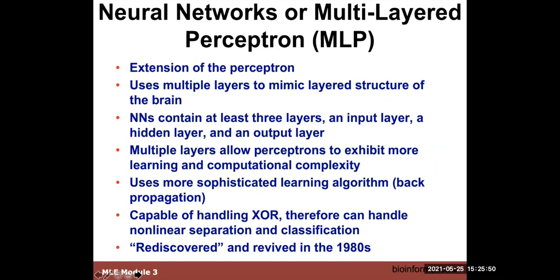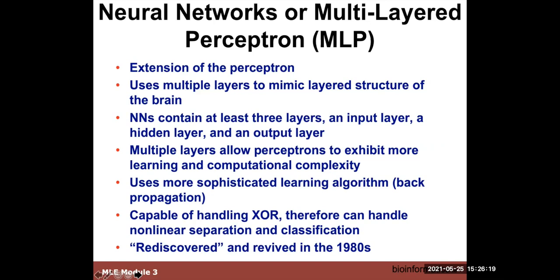So the original name for a neural network was actually a multi-layered perceptron, because it was giving credit to the perceptron that had been developed by Rosenblatt. It's using not just one layer, but two or three or dozens of layers. So at a minimum, a neural net has to have three layers: an input layer, a hidden layer, and an output layer. And those are the neural nets that we're going to be using today and that we'll describe.